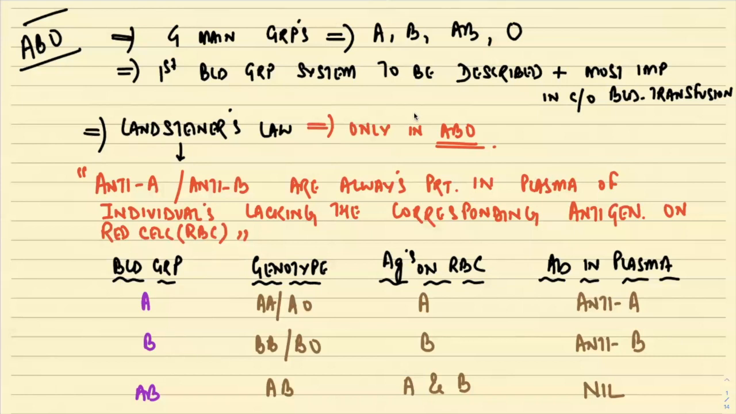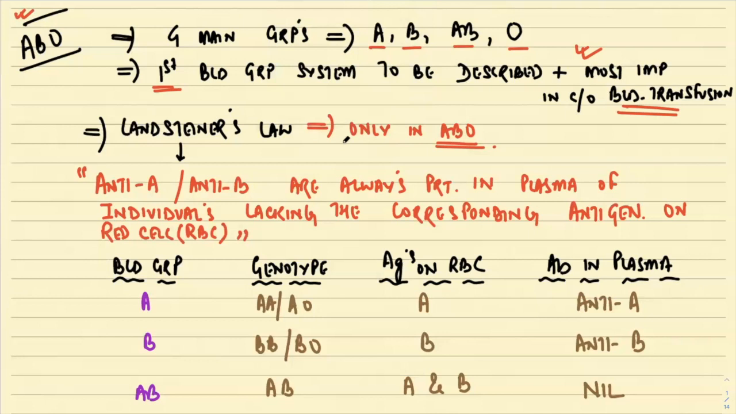As we understand, in this ABO system we have four important groups: A, B, AB, and O. Probably most of you know about this. This ABO system was the first blood group system to be described, and it is also the most important blood group to be considered in a case of blood transfusion. Not only the ABO system, but also the RH system is important when we are considering blood transfusion.